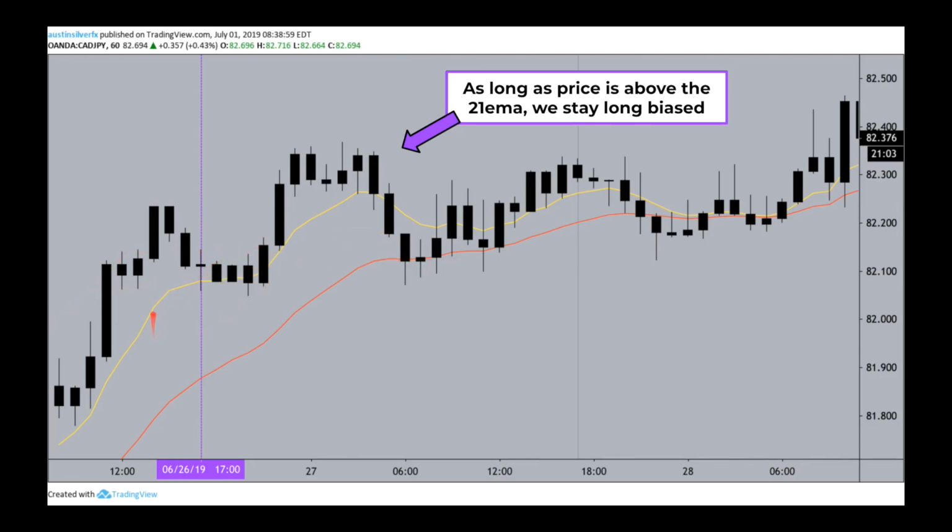You see, we're in an upshift because the 8 is above the 21. In a downshift, the 8 will be below the 21, okay? So here, the 27th, we're looking for longs still.